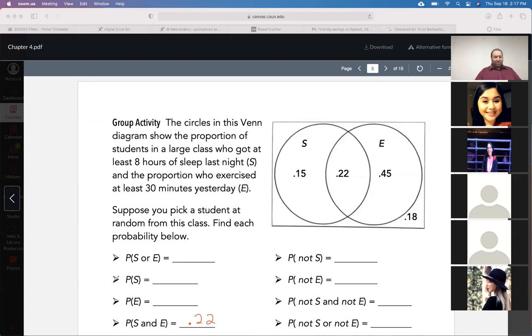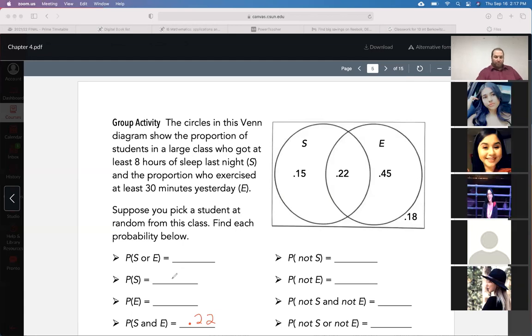15% is not correct. 15% is only part of the S circle. Oh, plus the 22. So what should P of S be? 0.37. There's a 37% chance that we pick someone in S, because remember, if I'm asking about S, I don't care about E. I can just delete this circle mentally. All I care about is S. And these people here, they might have been an E, but they're an S, and that's what I care about. So S is both of these. Do we agree? Yep.